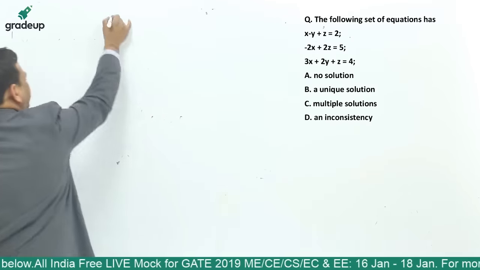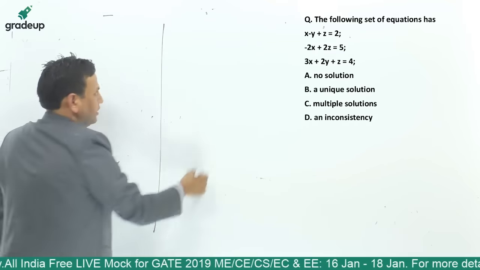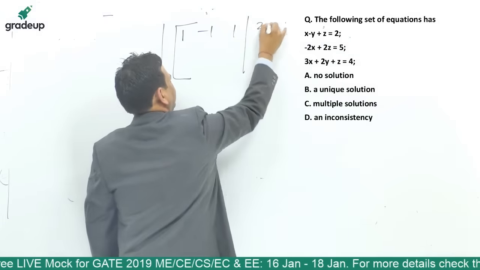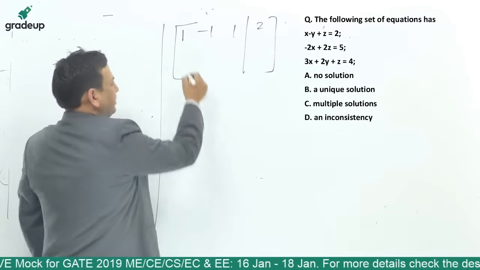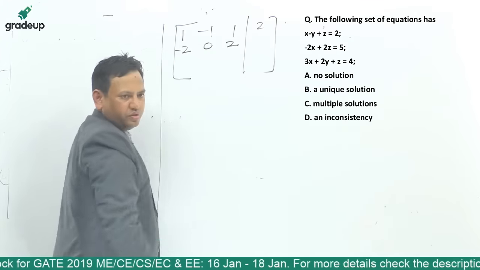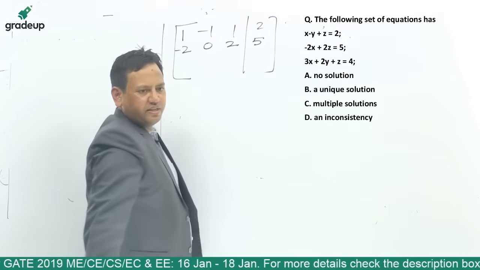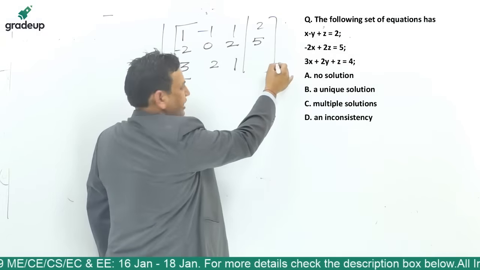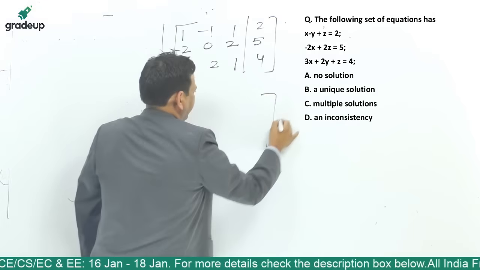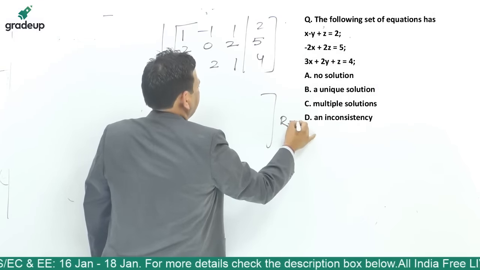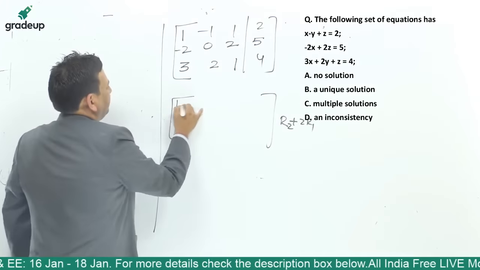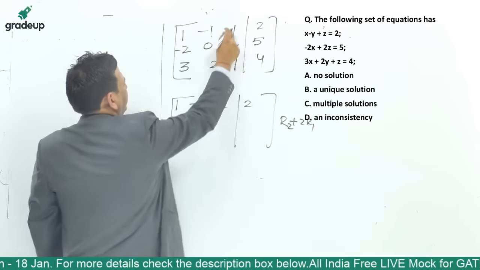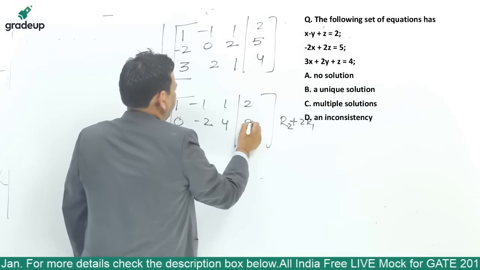Now the first equation is what? 1, then minus 1, 1, 2. Second is what? Minus 2, 0, 2. Then it is 5. Then 3, then 2, then 1 equal to 4. Now first R2 plus 2 times R1. So it would be 1, minus 1, 2. It would be 0. It would be minus 2. It would be 4. It would be 9.